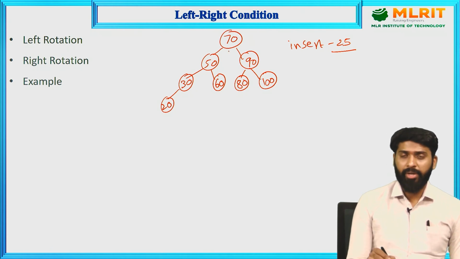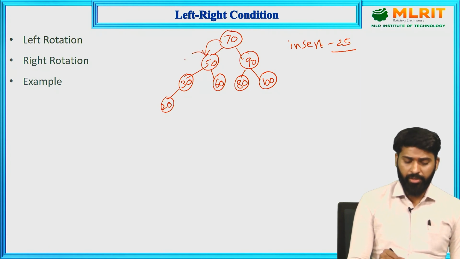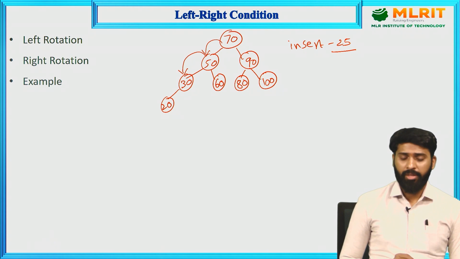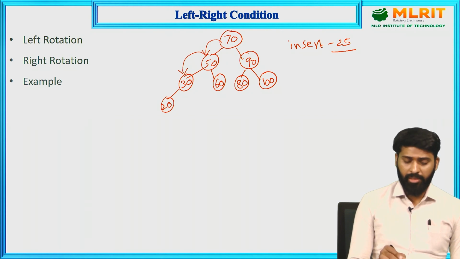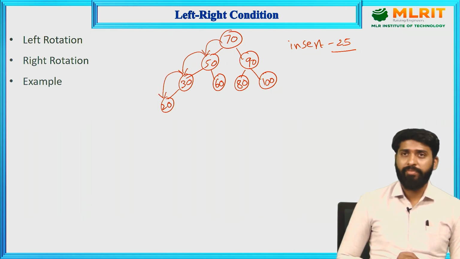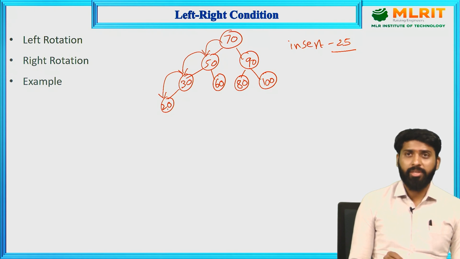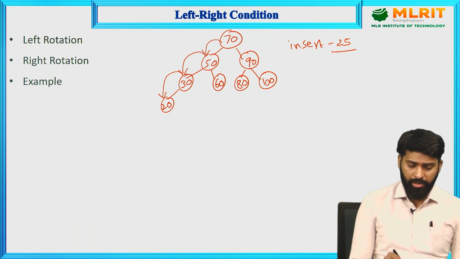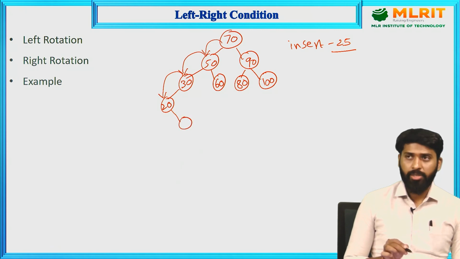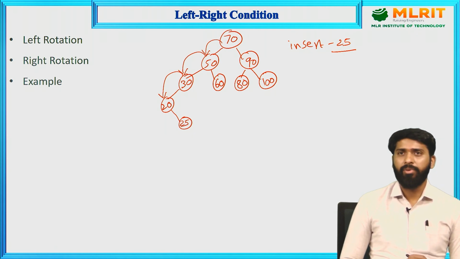Now 25 is less than 70, so traverse to the left side. 25 is less than 50, so traverse to the left side. 25 is less than 30, so traverse to the left side. 25 is greater than 20, and 20's right is null, so insert 25 as right of 20 here.